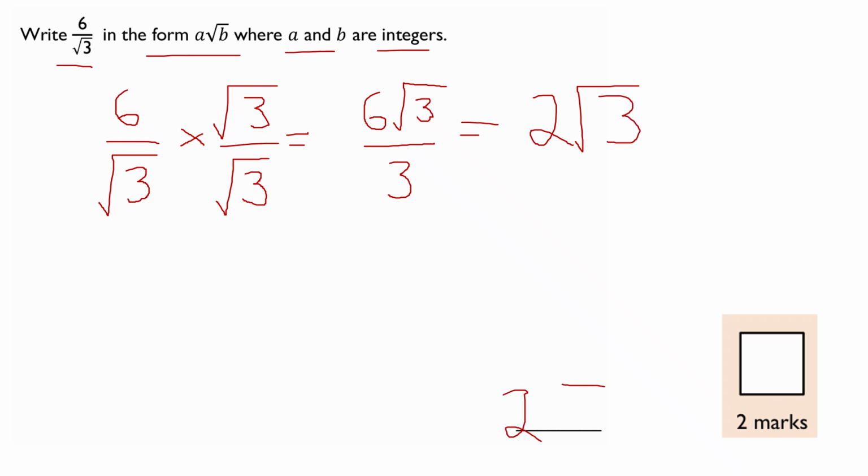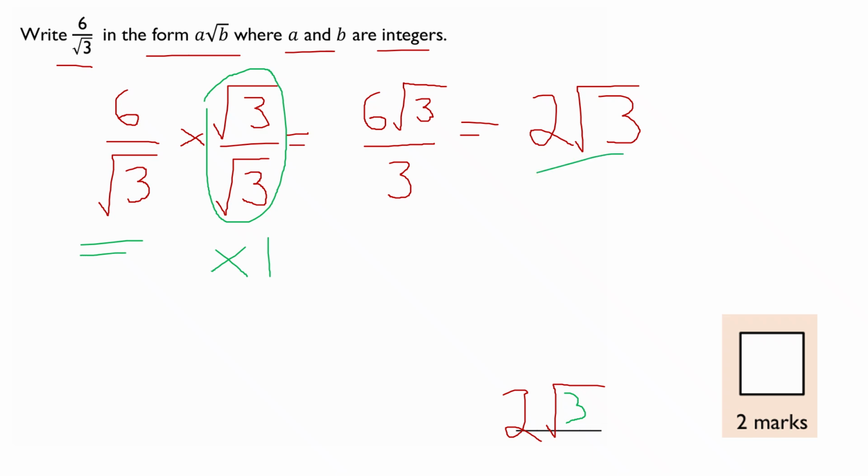The reason why this works is because I'm timesing the fraction by 1, but I'm writing 1 in this case as root 3 over root 3. So I'm not actually changing the value of it. Because root 3 over root 3 just gives you 1, and timesing anything by 1 is just itself. So the actual numerical value remains unchanged.